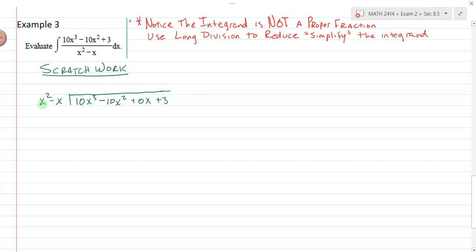And when you divide this, you just look at the first terms. So what I'm going to do is look at 10x cubed divided by x squared. Notice that 10x cubed divided by x squared is going to be equal to 10x. So we're going to put that 10x up on top. And then when you do long division, you have to multiply by what's out in front and then subtract that product right here. So 10x times x squared gives me a 10x cubed. And then 10x times negative x gives me a minus 10x squared. And then we need to subtract this. So I'm going to subtract that, and subtraction means that I'm going to change the signs and add.